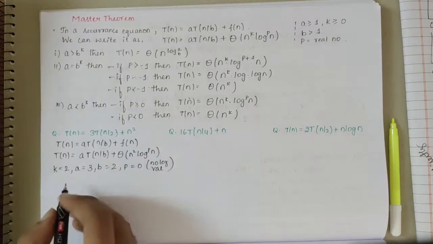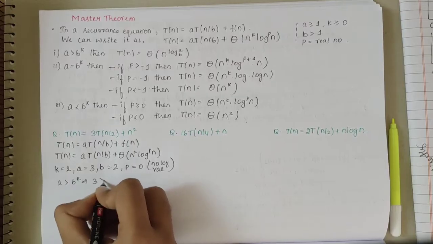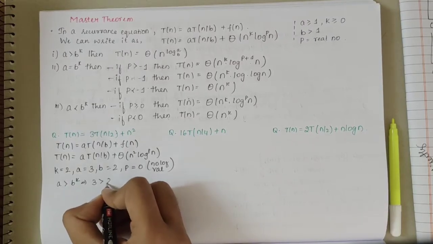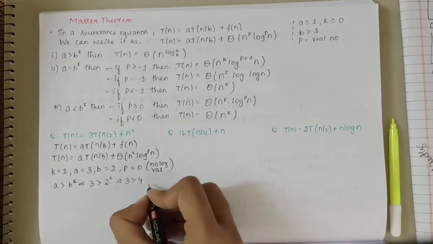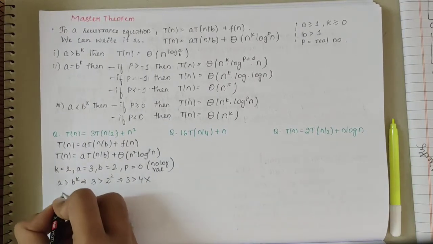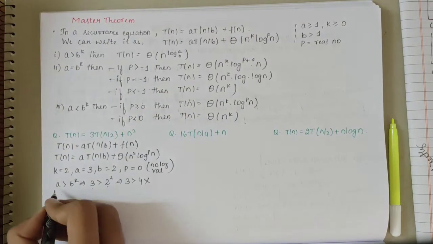So if a is greater than b power k, let me write it here. 3 is greater than b power k, k is 2, so b power k is 4. So I get 3 greater than 4. No, this is not true. Next I'll check a is equal to b power k. A is 3, b power k is 4. No, it is not possible at all.